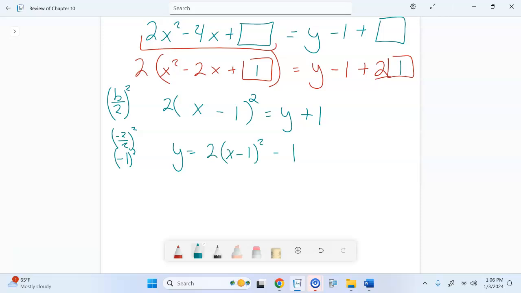So what's our vertex going to be? What's the h value of the vertex? Good. It's 1. Sign switch. So h is 1. What's k? Negative 1. So there's our vertex: 1, negative 1. Okay, so if we have that leading coefficient, we have to add in this extra step up here. But everything else will be the same. The rest of the process will be the same. Questions on that so far?